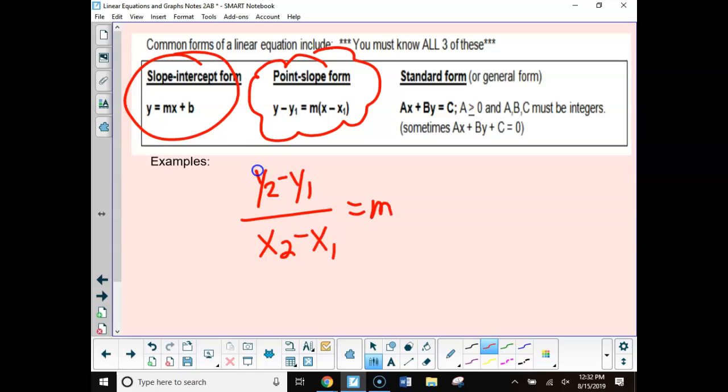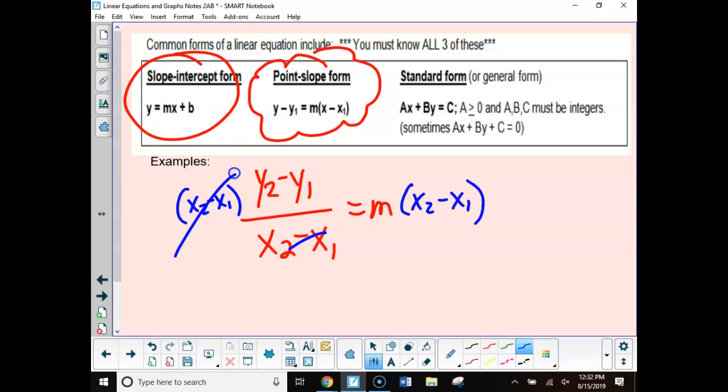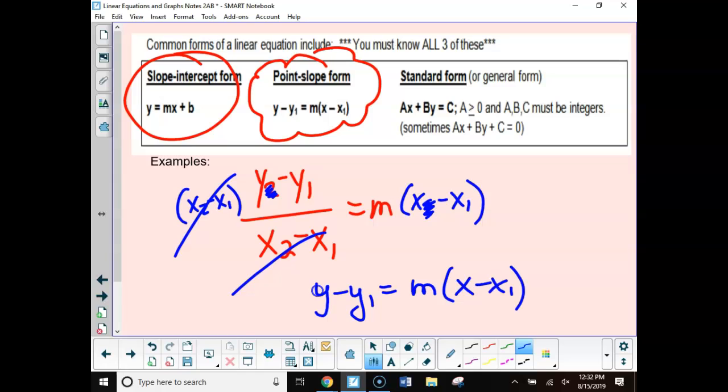Okay. If I perform a little algebraic manipulation and I multiply both sides by this, these divide out, and I now have this equation. If I get rid of this little 2, because I'm really only going to replace one of the points, I now have y minus y1 equals m times x minus x1. So it's really just a manipulation of the slope equation, okay?